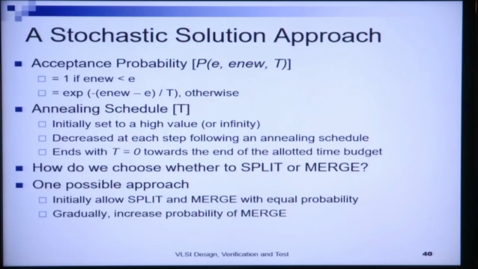How do we choose whether to merge or split? That is also another question. One choice is that initially I allow splits and merges with equal probability, and then I gradually increase the probability of merges, because finally I want to have more merges than splits. That means finally I want to have a higher resource sharing. I need to obtain a resource sharing that gives me the minimum area cost. With this, we come to the end of this module.